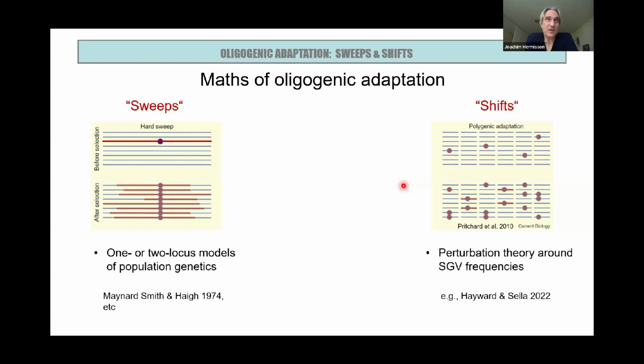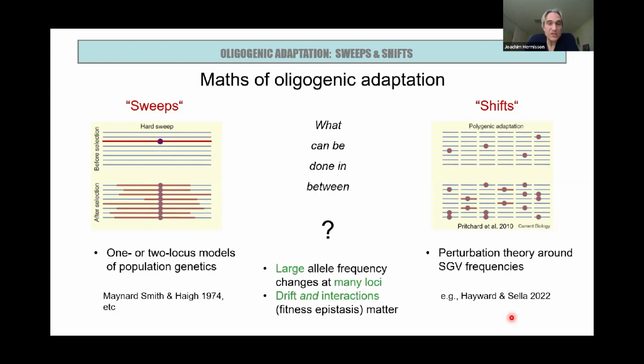Say all the allele frequencies will shift proportional to the contribution of each locus to the additive genetic variance. So this is basically it, if it's only a little bit. And this additive genetic variance locally can be assumed constant. A recent paper that did this in a very nice way is the Hayward and Sella paper that you probably all know.